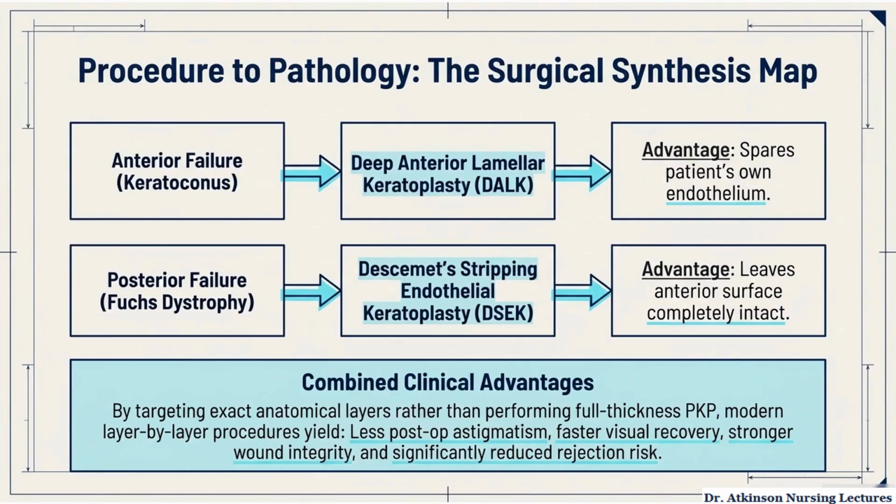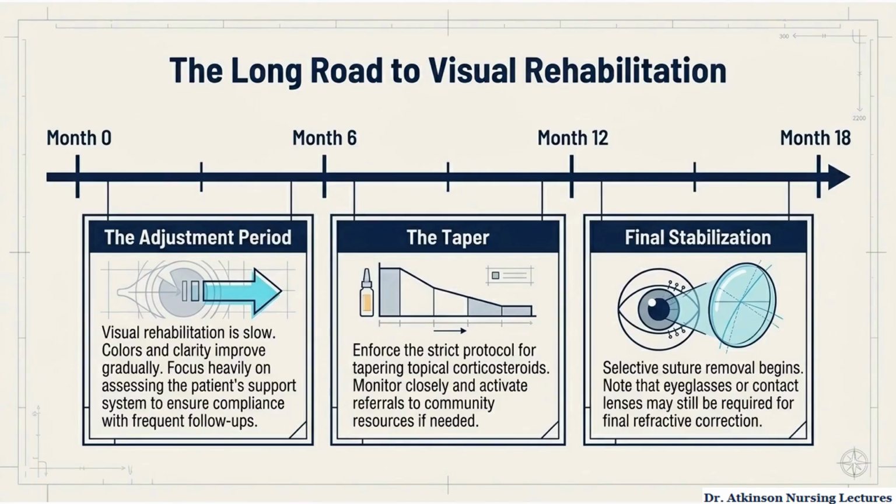Visual recovery after corneal transplantation is slow and occurs over many months. Early care focuses on compliance with follow-up appointments and medication regimens. Around 6 months, corticosteroids are gradually tapered while monitoring for rejection or complications. Final stabilization may take 12 to 18 months, and many patients still require corrective lenses even after successful transplantation.